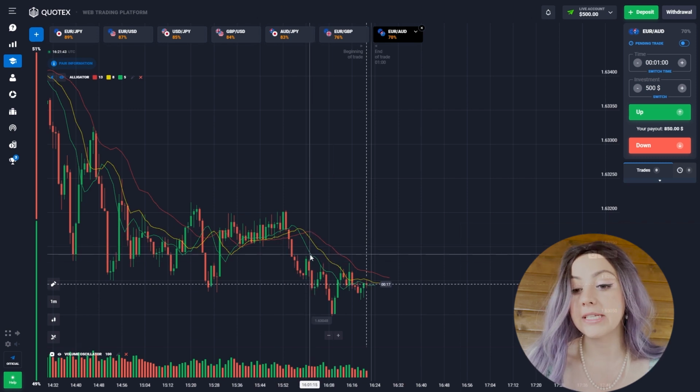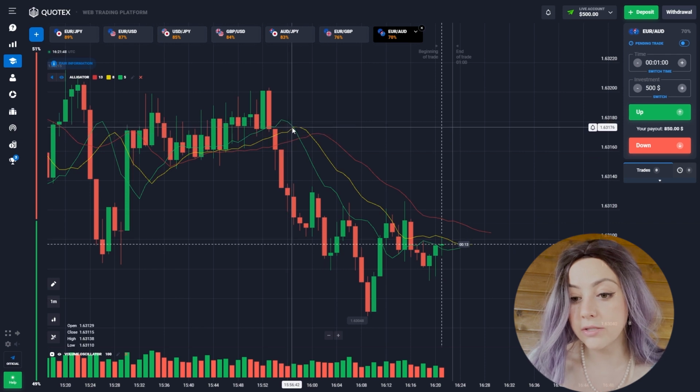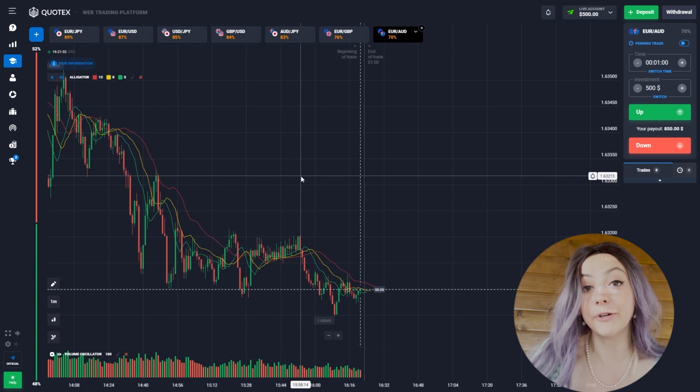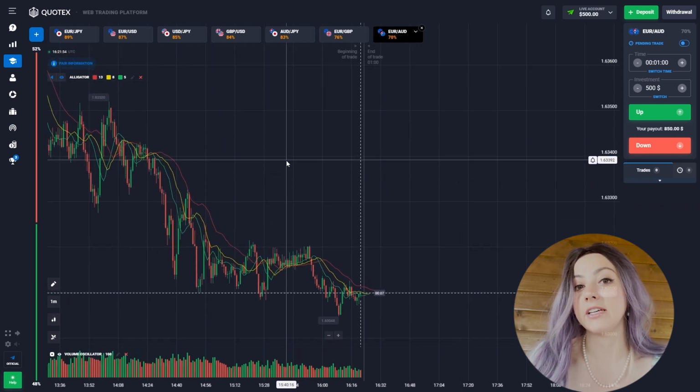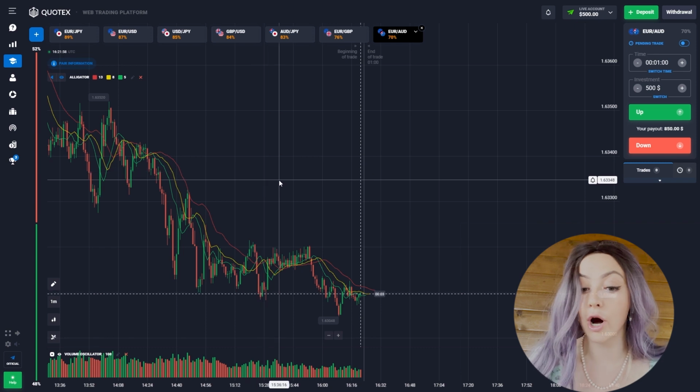But the question is, why do we need this yellow line? It shows us the signal, the ringing bell, to tell us that the trend is about to switch its direction and go the opposite way.